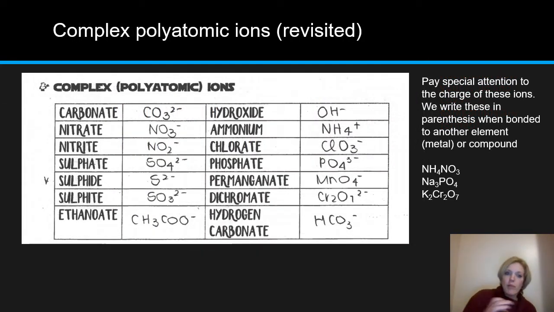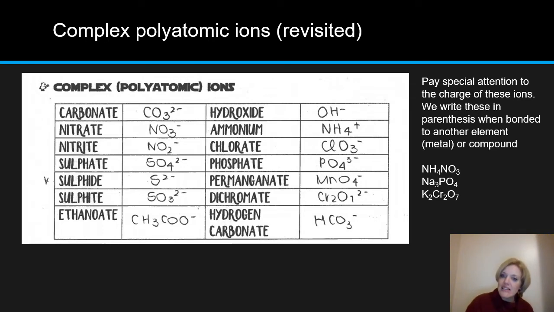Let's look at our complex polyatomic ions again. Remember from the previous video, we introduced them when we were talking about exchange reactions, and single and double replacement reactions. They are very important. I hope you've all written them in on page 2. You need to know these very, very well. And the charge is exceptionally important.